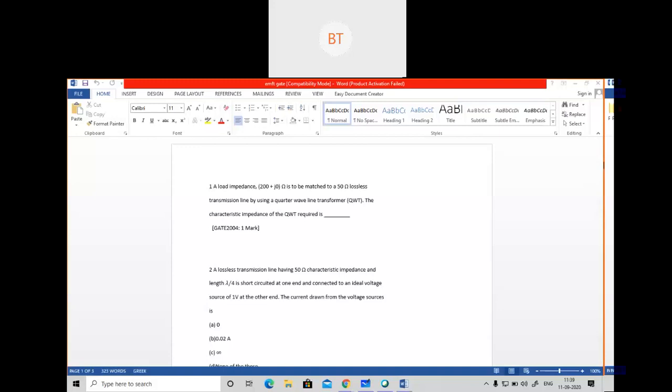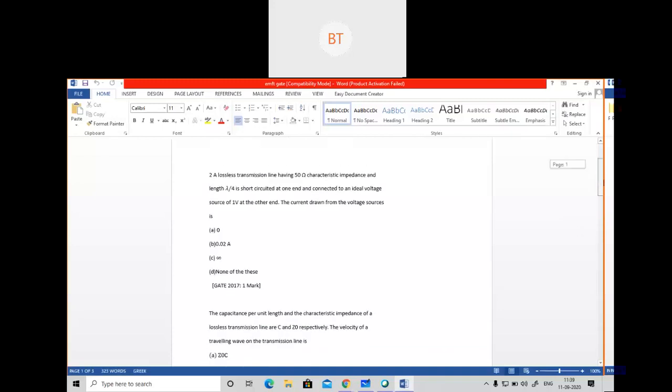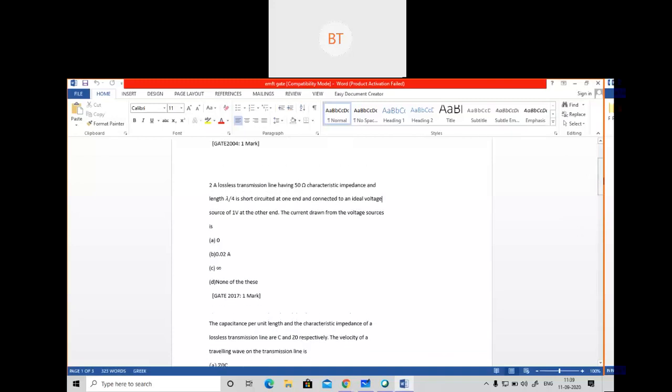So in the second question, they have given you a lossless transmission line having 50 ohm characteristic impedance, and the length was given as lambda by 4. It is short circuited at one end and connected to an ideal voltage source of 1 volt at the other end. They were asking you to calculate the current drawn from the voltage source. So these are your options, and they had asked this question in GATE 2017 for 1 mark.